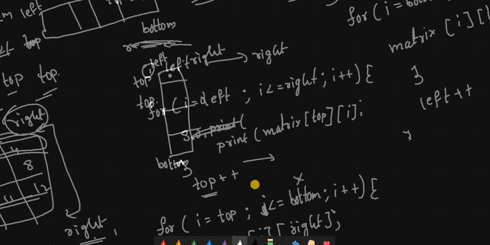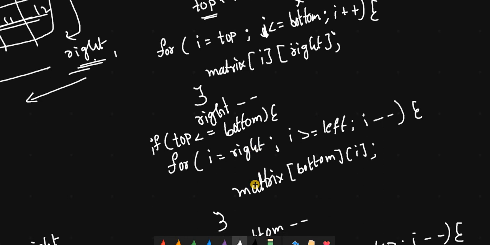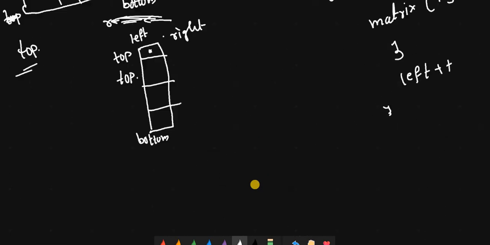Okay, after this, what do we have to do? We have to iterate from top to bottom. Top to bottom means this one. So the top to bottom iteration is also done. Left to right is also done. Top to bottom is also done. After this, right to left.